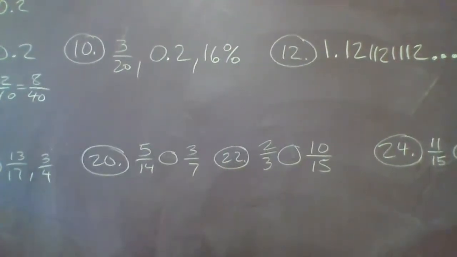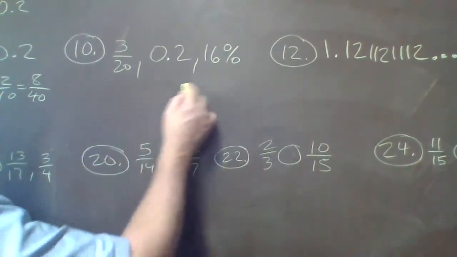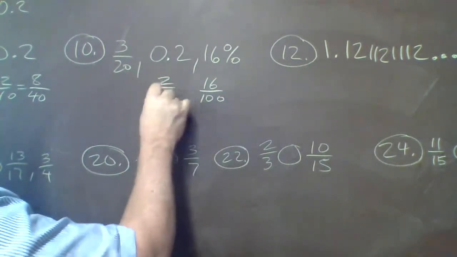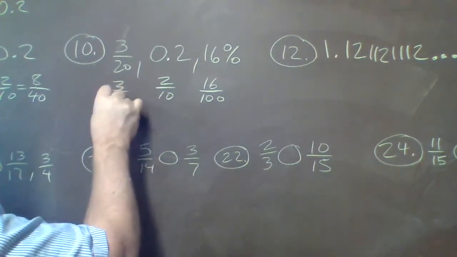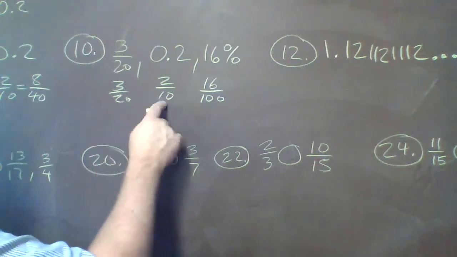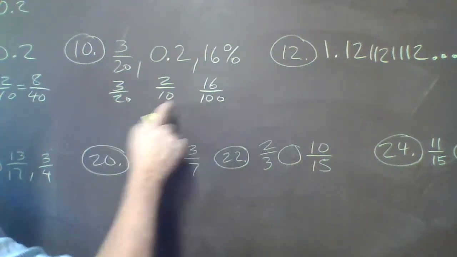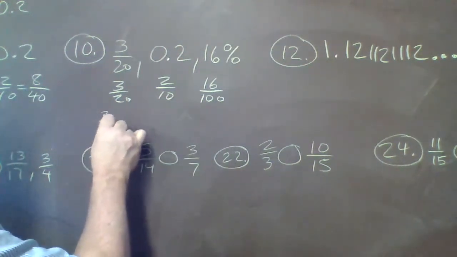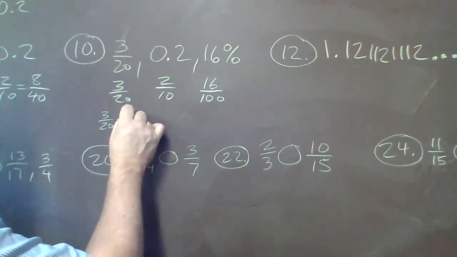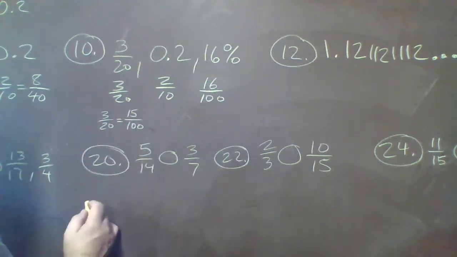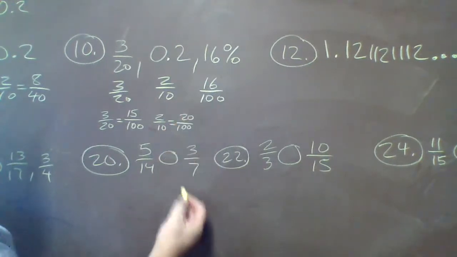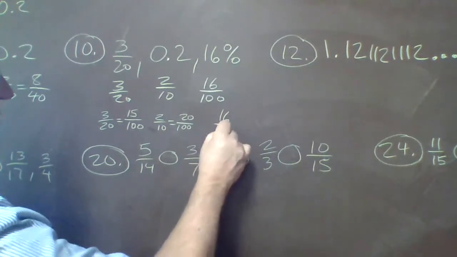Okay, let's look at this one right here. What would I do in this case? I'd change them all to fractions. This is 16/100ths, this is 2/10ths, and this is 3/20ths. And then I change them all into fractions that have a common denominator, in this case 100. So 3/20ths is how many hundredths? That's 15/100ths, because it's a times 5 pattern. 2/10ths is how many hundredths? That'll be 20 hundredths. And this one's already in the form of hundredths.